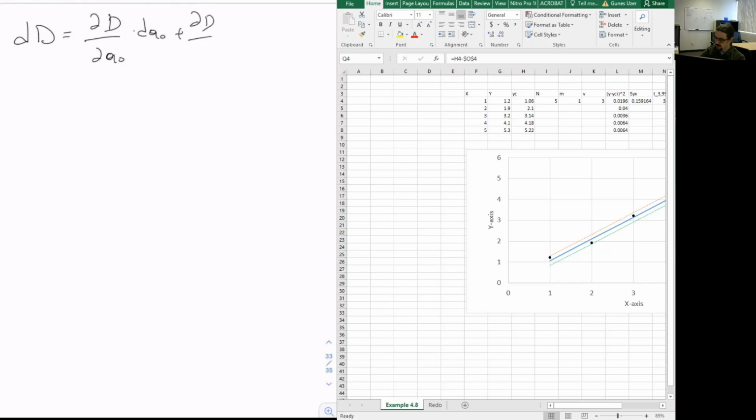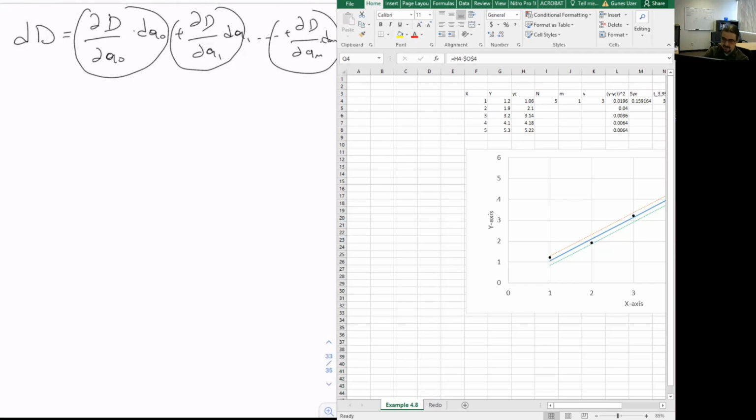plus partial d partial a1 times dA1 and all the way to partial d partial am times dAm. Okay, and to do that we can set all these ones to 0 one by one, right? To minimize the difference, we can basically write these definitions here, right?